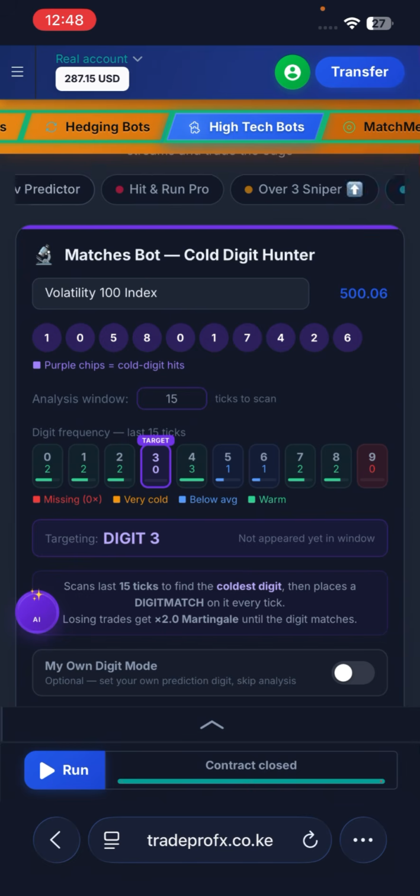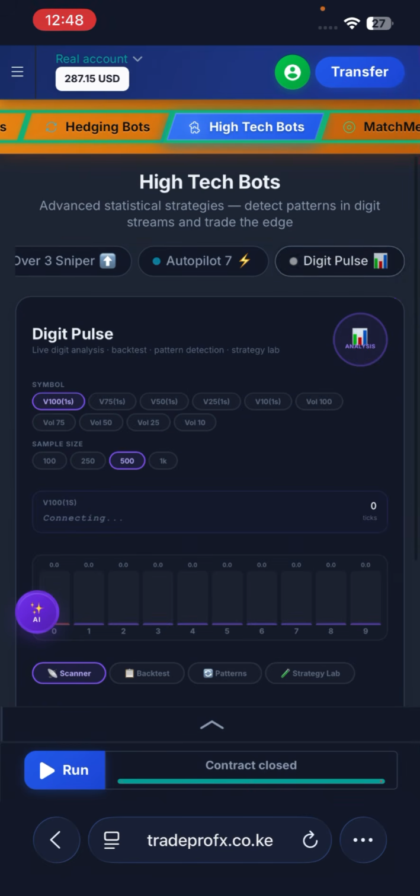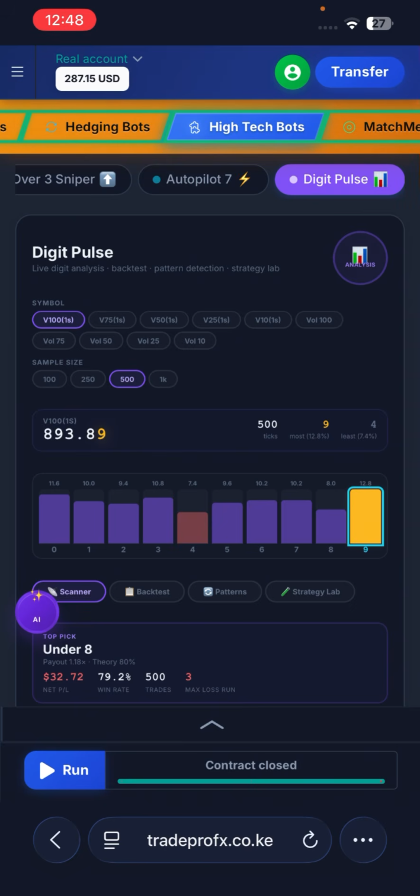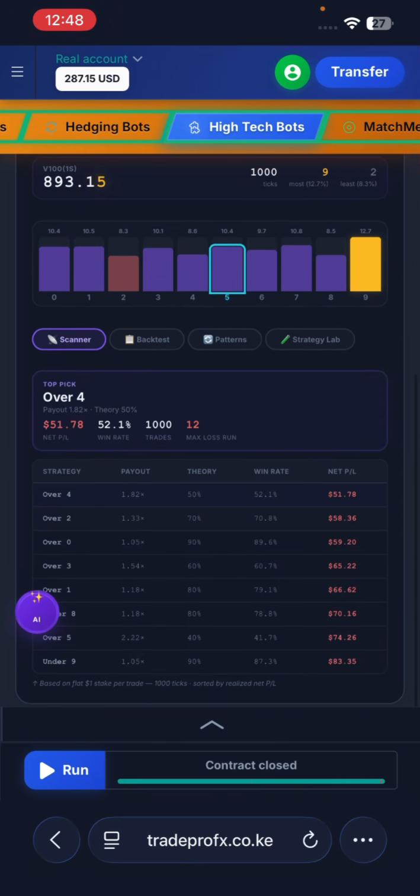When you click on the high-tech bots and then scroll sideways, you're going to get the Digit Pulse. And I've been asked what this is that I added. I wanted to educate people about the Digit Pulse. The Digit Pulse is not a trading bot, but an analysis tool, which I'll be talking about later. But just to mention a few things, I wanted to do some analysis on what really happens in the backend. What if I was trading over 4 for the past 1,000 ticks, what would I make?